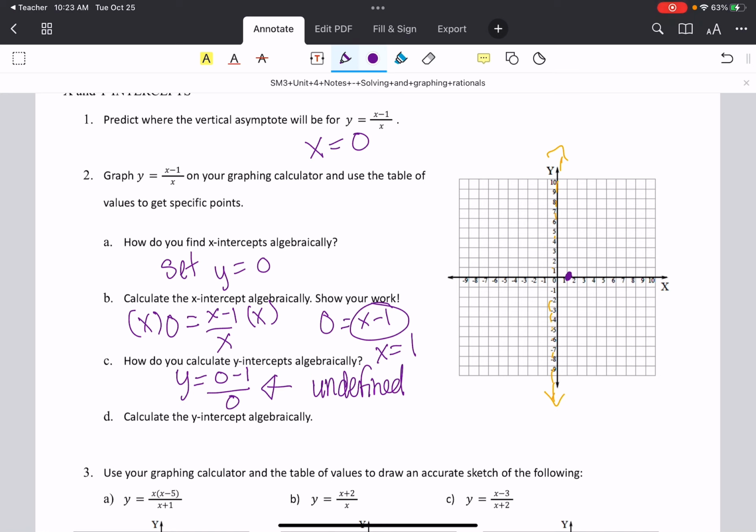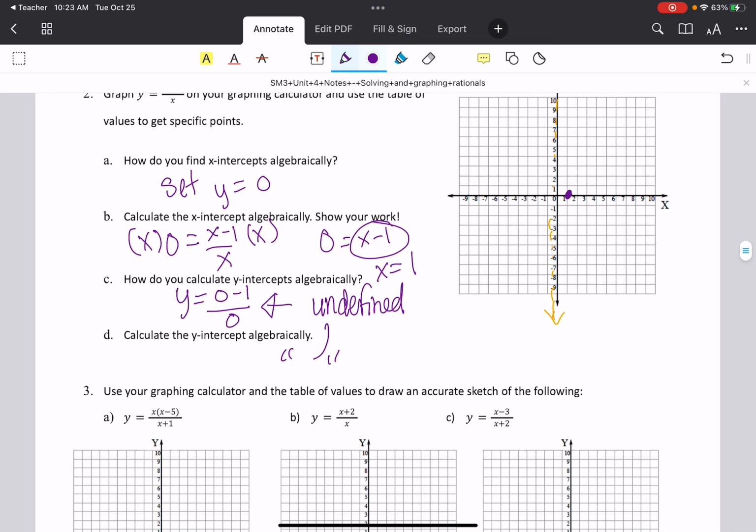Wait, that kind of makes sense though, right? What was my vertical asymptote? X equals 0, because x is in the denominator. And on the top, because the top is the horizontal asymptote and the bottom is the vertical asymptote. Yes, close.